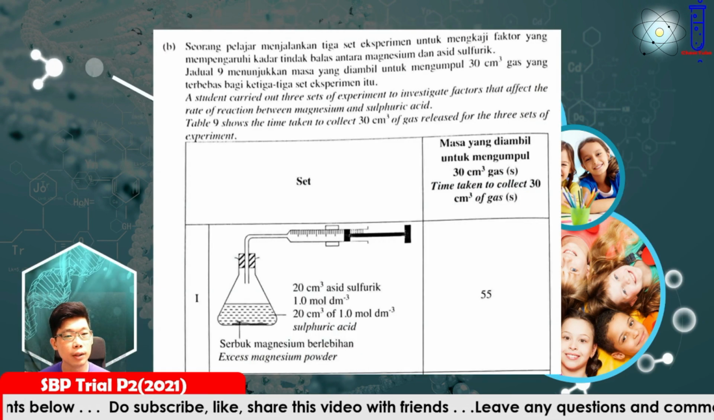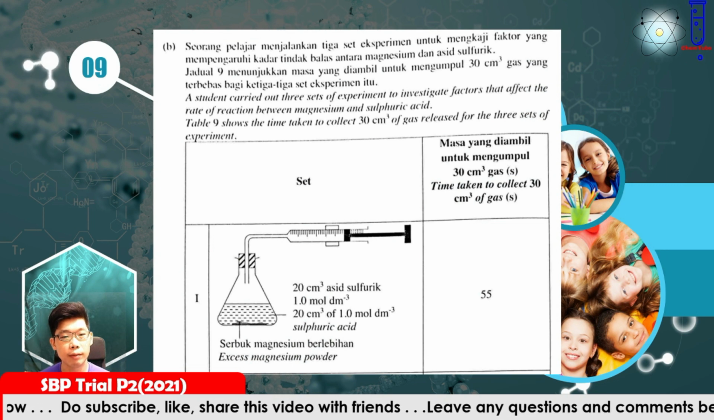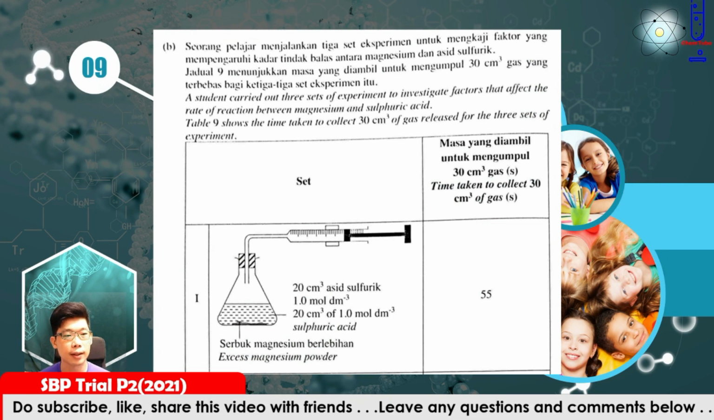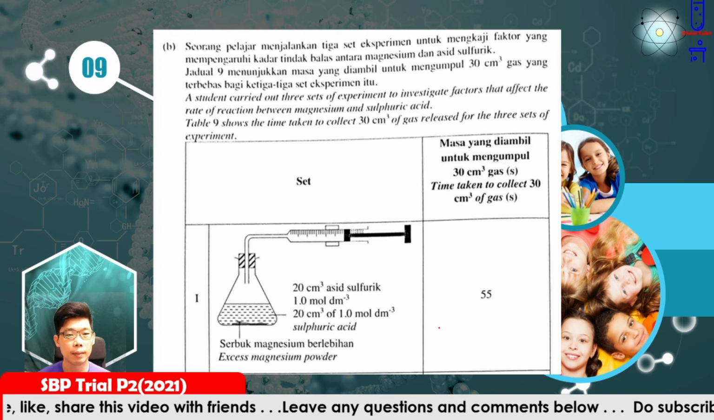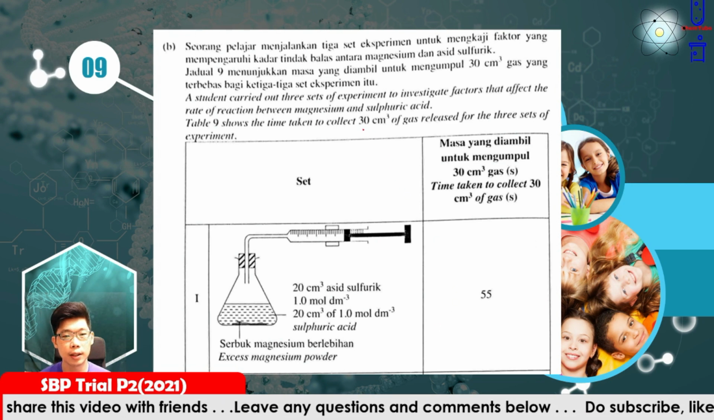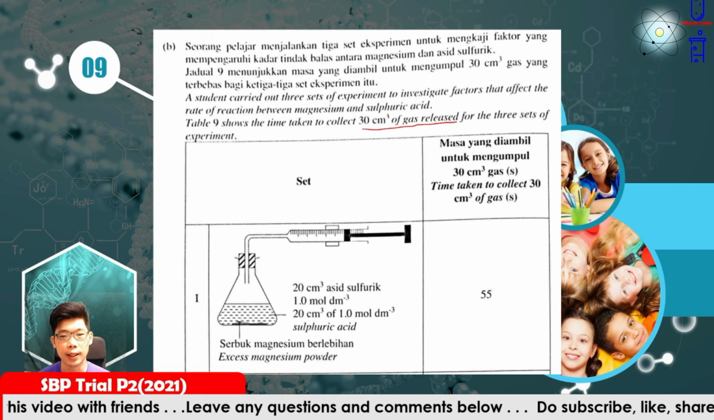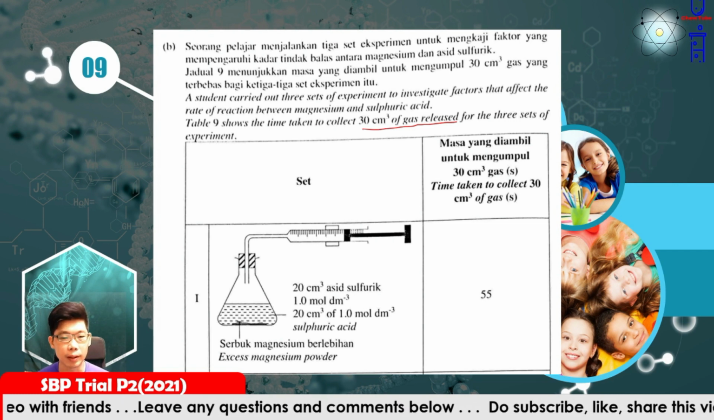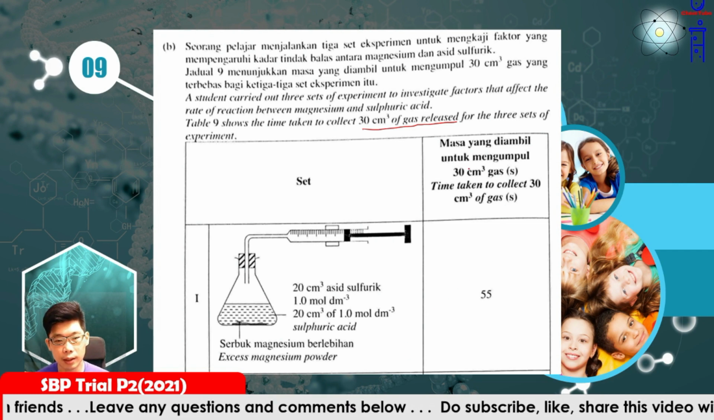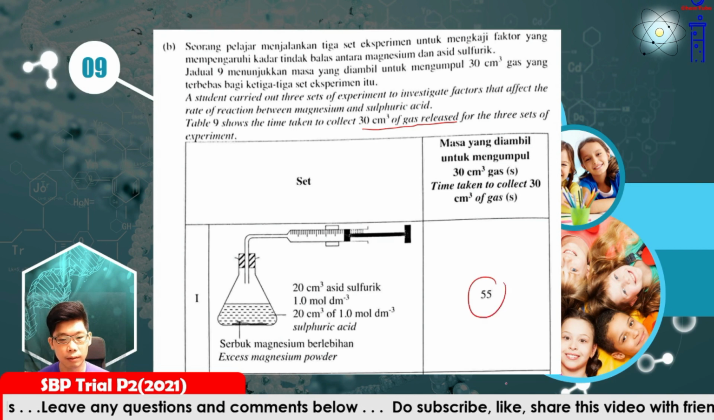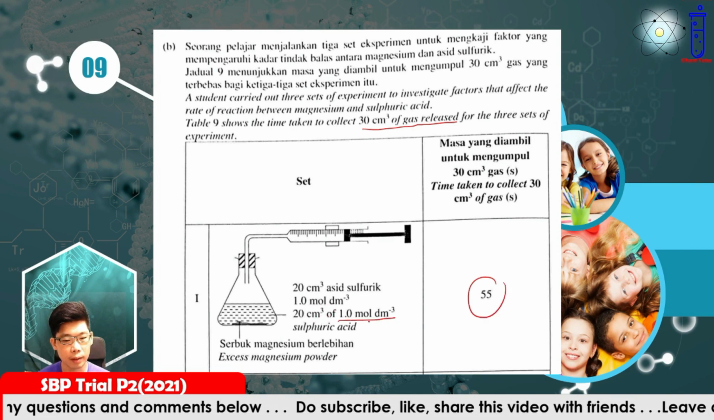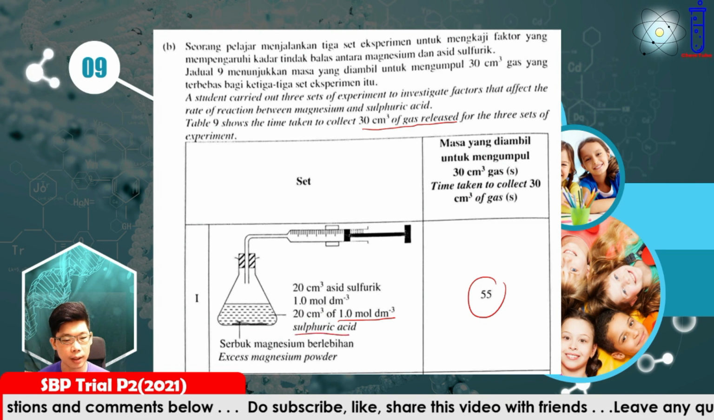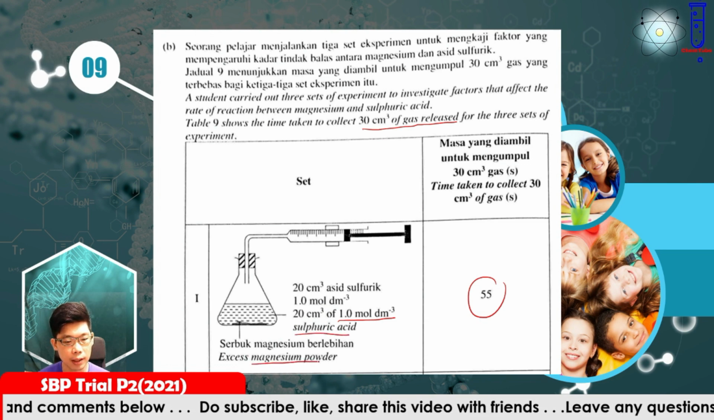Okay, B, a student carries out 3 sets of experiments to investigate the factors that affect the rate of reaction between magnesium and sulfuric acid. The table shows the time taken to collect 30 cubic centimeters of the gas released for the 3 sets of experiments. Now we have a look here. So this is the time taken for set 1. The concentration is 1 mole per cubic decimeter sulfuric acid. So here is the excess magnesium powder.